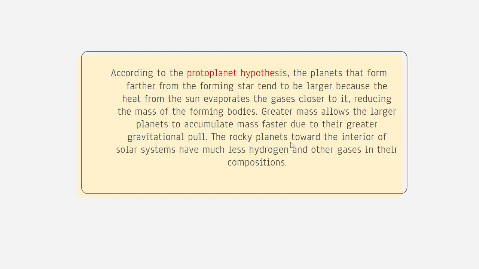The rocky planets toward the interior of the solar system have much less hydrogen and other gases in their composition. A protoplanet is a hypothetical whirling gaseous mass within a giant cloud of gas and dust that rotates around a sun and is believed to give rise to a planet.